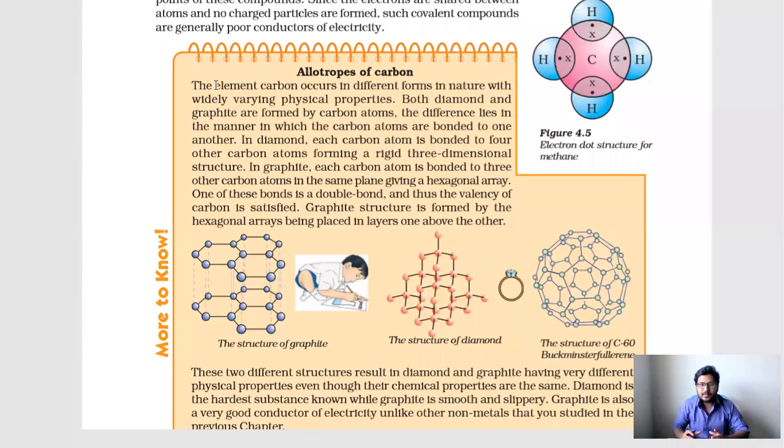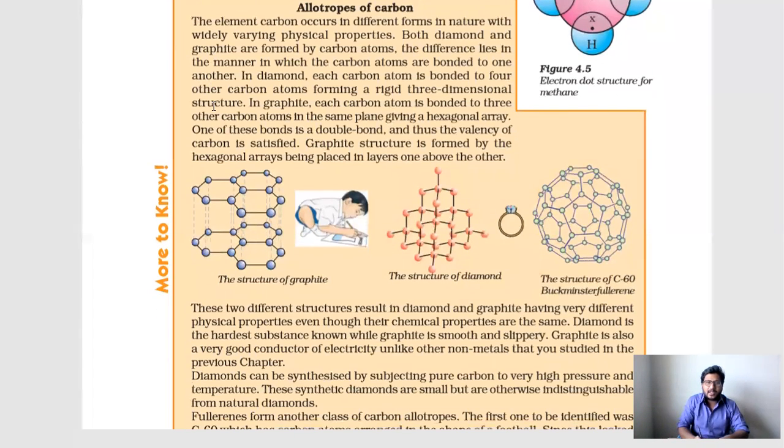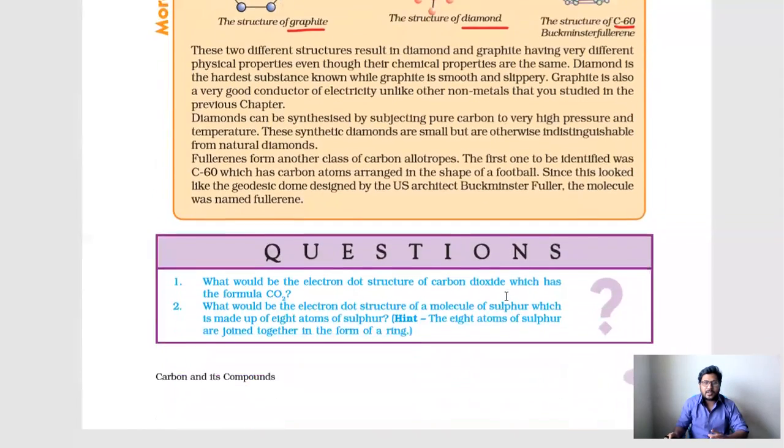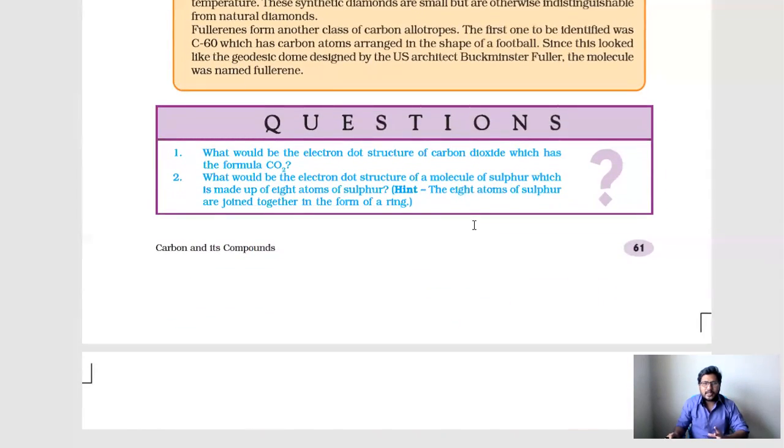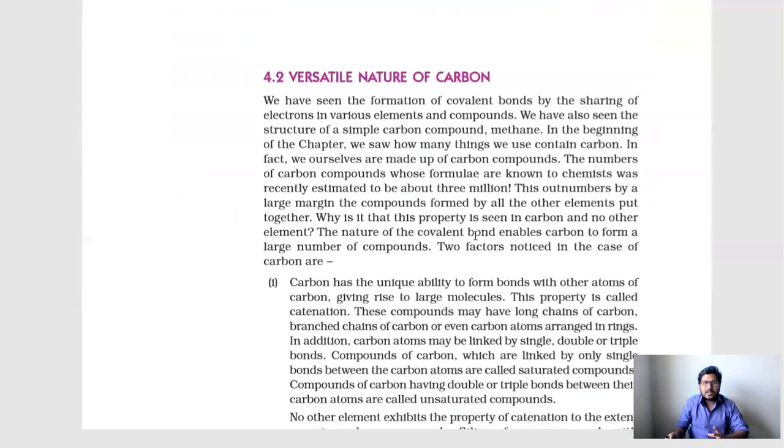And allotropes. Allotropes means the same element if you are finding it in different forms. Carbon is the element you can find in the form of graphite, you can find in the form of diamond, you can find in the form of C60, nothing but Buckminster Fullerenes. I'll explain to you what this is, the shape, everything. And there are a few in-text questions, we'll see that later.